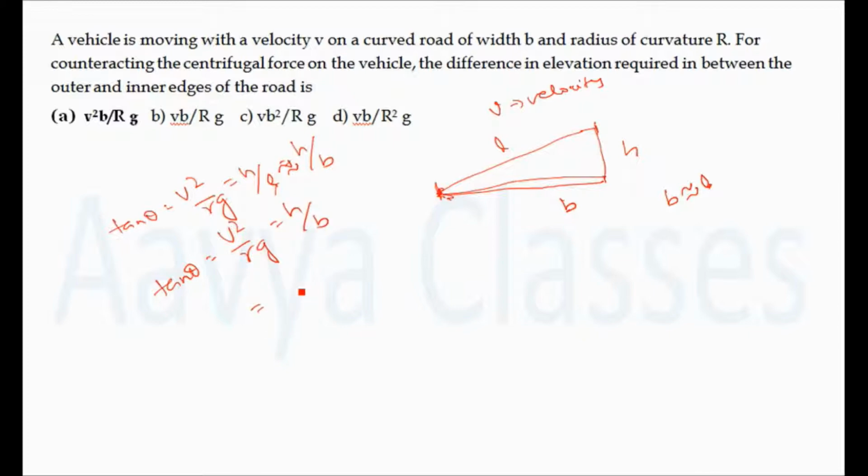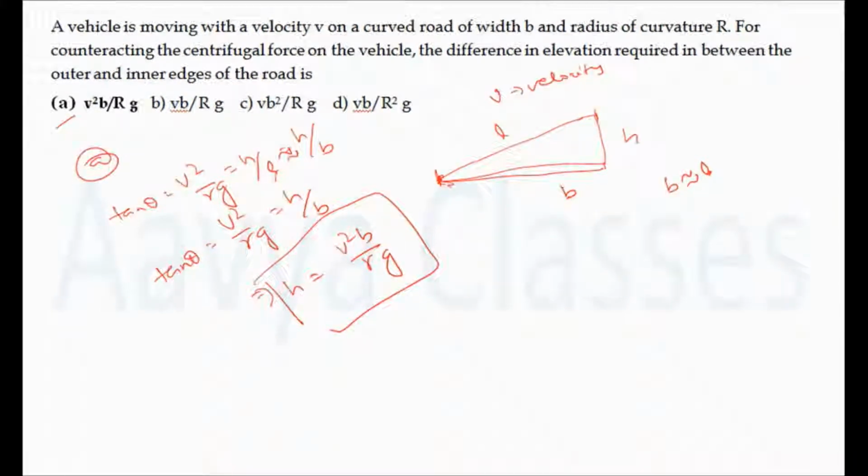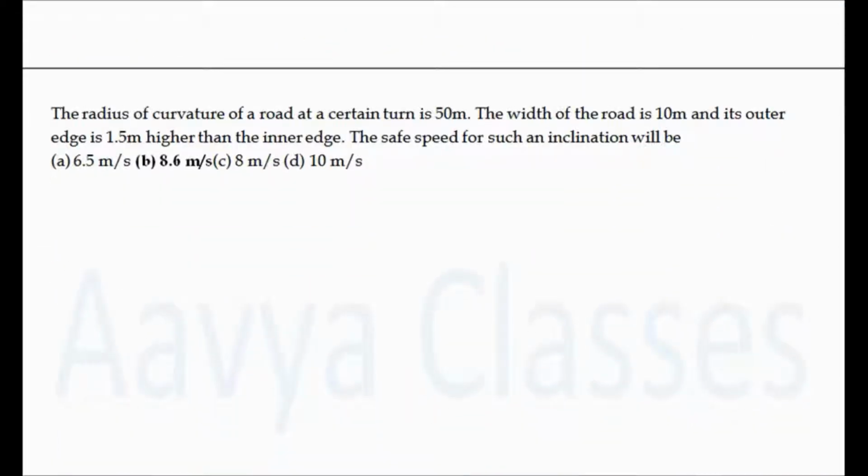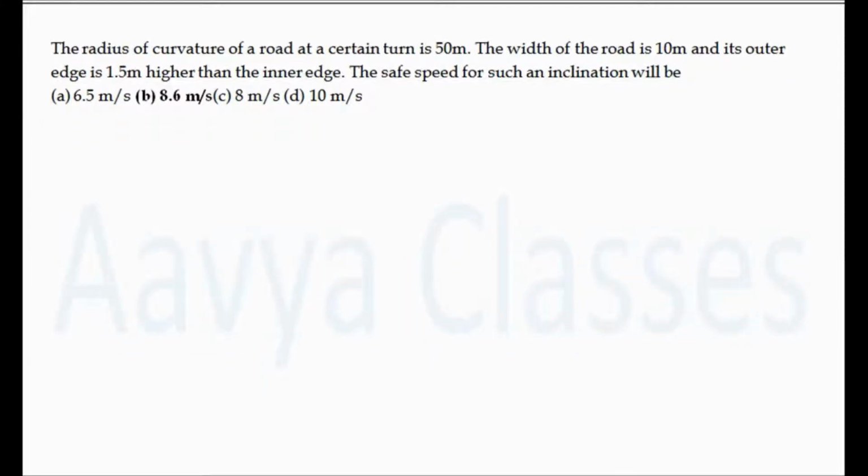Now you have to calculate the value of h. So h is equal to v square b by rg. So if you see the options, then option A is satisfied, and the answer will be v square b by rg, option A. Now we will move to our next problem, and the next problem says that the radius of curvature of a road at a certain turn is 50 meters. So r is given as 50 meter.